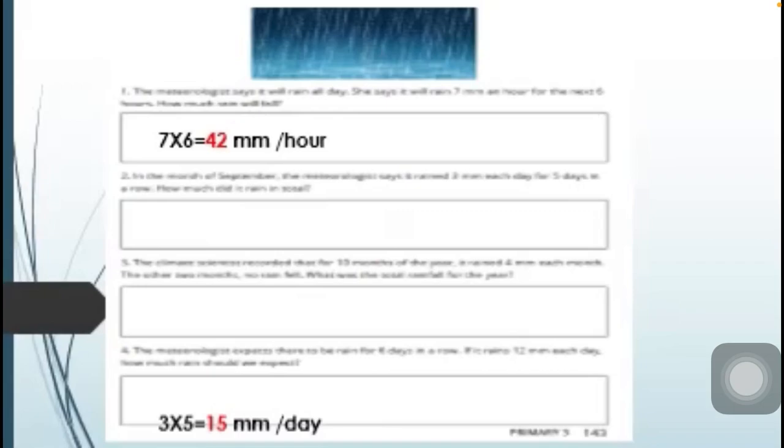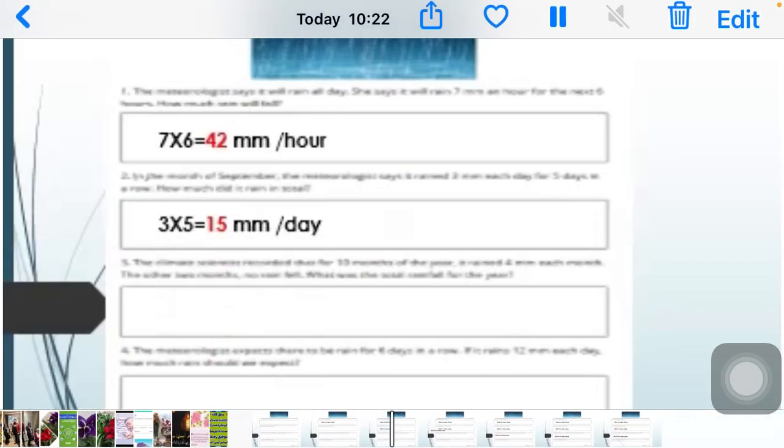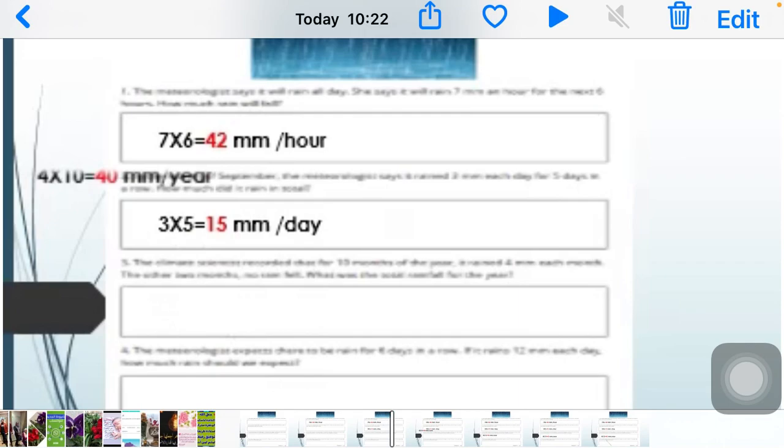He needs to calculate the total amount of rain through 5 days. Okay, what will we do? We multiply the number 3 by number 5 to get the result like this. Okay, 3 multiplied by 5 equals 15 millimeters for a total of 5 days.